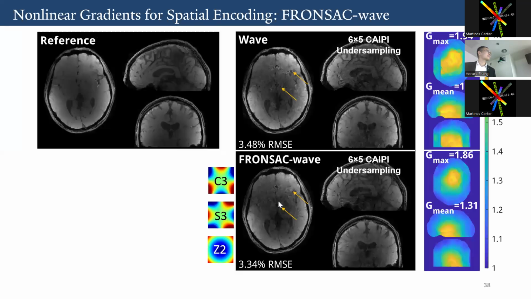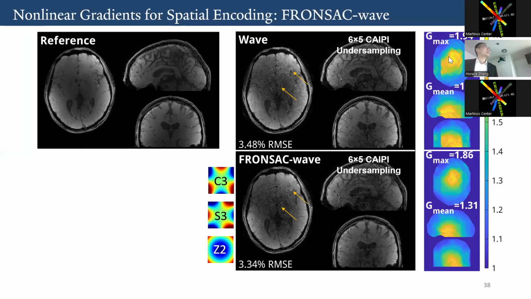And this is the result from comparing wave and FRONSAC-wave. This is the reference. FRONSAC-wave is encoded with C3, S3, and Z2 nonlinear gradient channels. So this is a very high undersampling factor. You can see that wave has some details that are covered by the aliasing artifacts, but FRONSAC-wave can still be recovered.